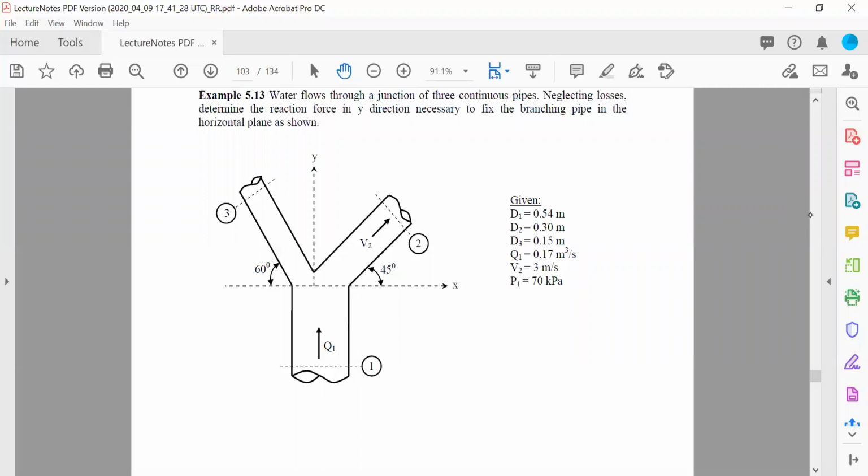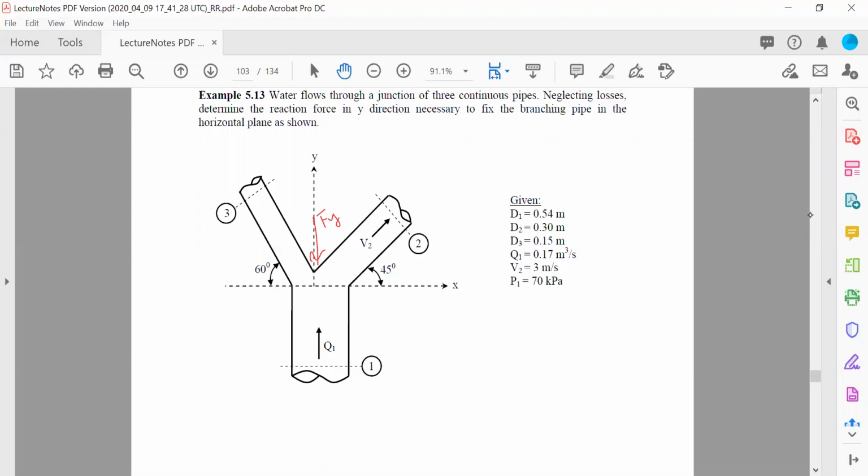Let's initially indicate that force like this as Fy. We just assumed a direction. That direction is not important at the beginning. At the end, we are checking.